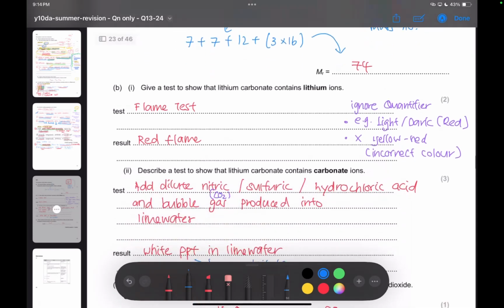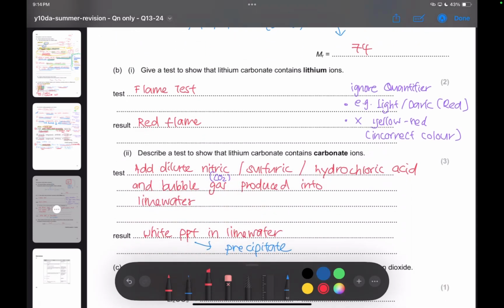Okay, next, on the idea of qualitative analysis again, we want to test for lithium ions. Lithium is one of the group 1 metals. So you have potassium, lithium, as well as sodium. For lithium, we can use a flame test. It will be red in color. Now, things to take note of: usually the examiner will ignore the quantifier, like light red or dark red, but they will not give you marks if you use incorrect colors. It's a big no.